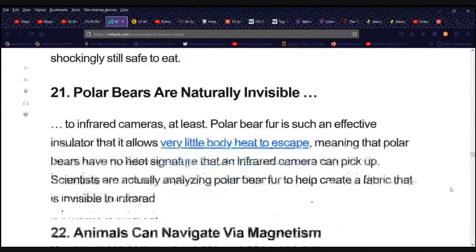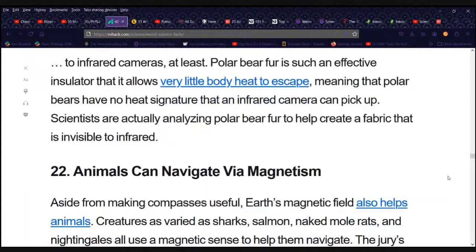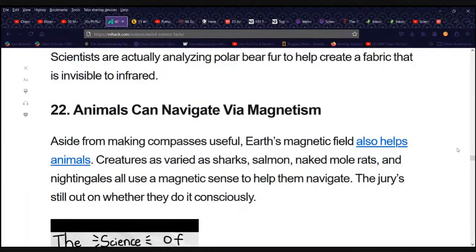Yeah, this one was weird. Oh, I see. Infrared cameras. Polar bears are naturally invisible to infrared cameras. Basically, their fur is so thick that you just don't see the heat from their bodies. Yeah, okay. Scientists are actually analyzing polar bear fur to help create a fabric that is invisible to infrared. Interesting. We kind of heard about this too not too long ago.